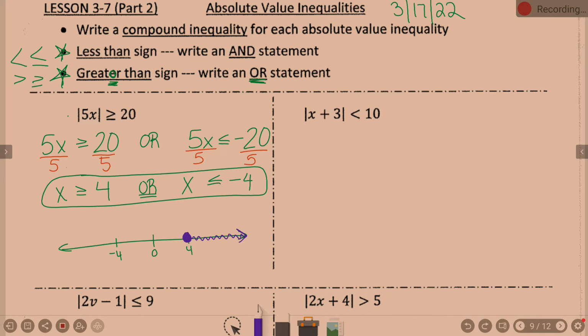Or, now we have to do the other one. X less than or equal to negative 4. So it's what kind of circle? A closed circle at negative 4. And then you go the other way. It's less than, which means we go the other way. Remember, OR statements tend to shade outwards. So if we have less than or greater than, we have to do the shading. OR statements tend to go outwards.